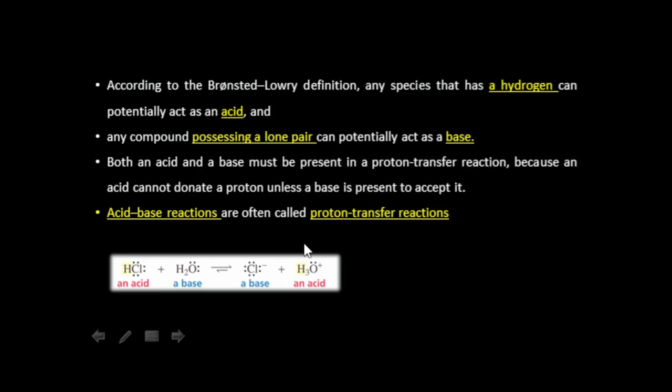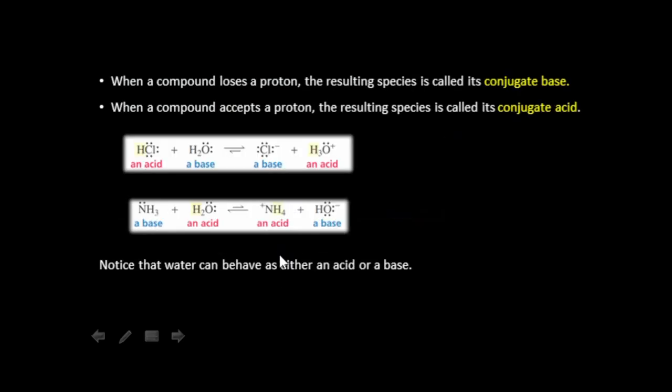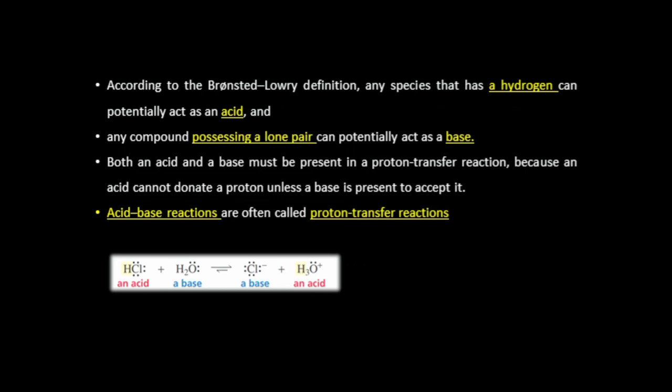According to the Bronsted-Lowry definition, any species that has a hydrogen can potentially act as an acid. Here HCl and water both have hydrogen, but even though the hydrogen in water is ready to donate H+, here it acts as a base. So a compound that possesses hydrogen is considered an acid, and a compound that possesses a lone pair is considered a base. Both an acid and a base must be present in this proton transfer reaction. So acid-base reactions are nothing but proton transfer reactions.